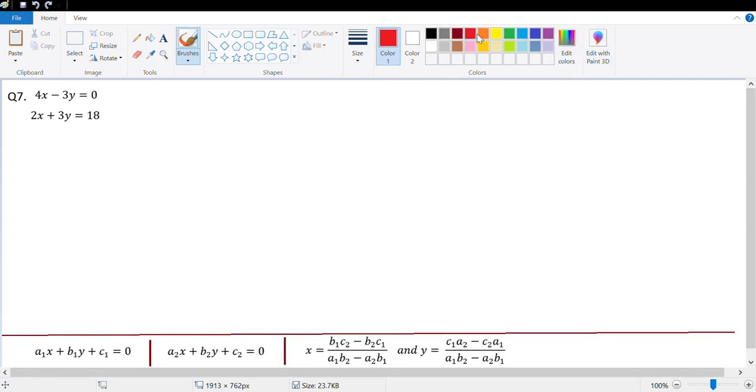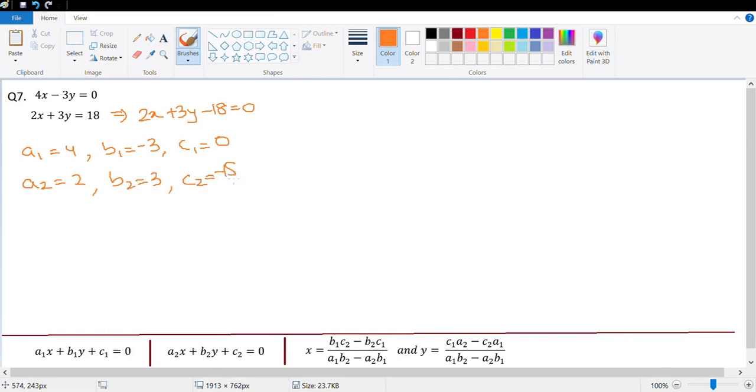Okay, next question. The next question is question number 7. 4x minus 3y is equal to 0. 2x plus 3y is equal to 18. So now again, this equation is not in the standard form. So this would be 2x plus 3y minus 18 is equal to 0. A1 is 4, B1 is negative 3, C1, there is no constant, which is 0, A2 is 2, B2 is 3 and C2 is negative 18.